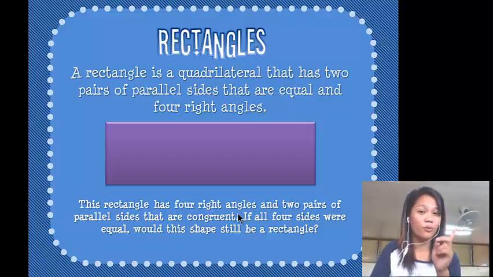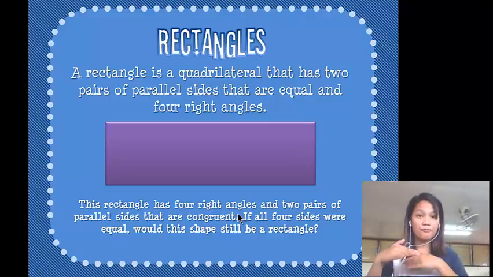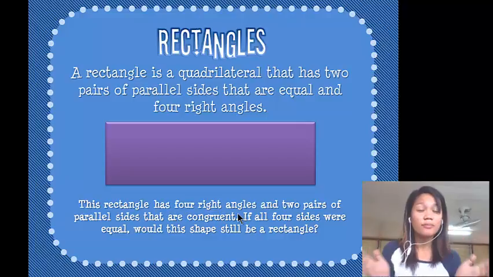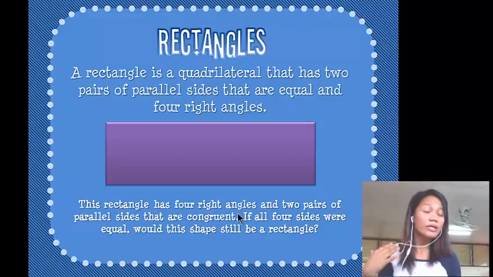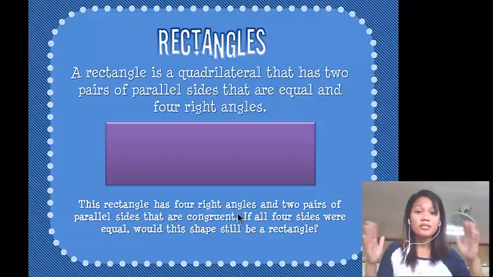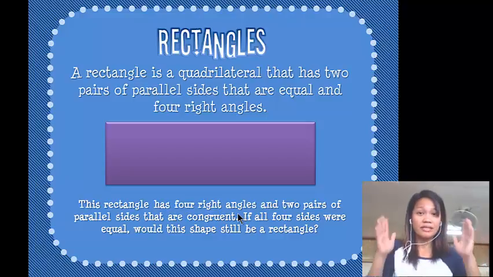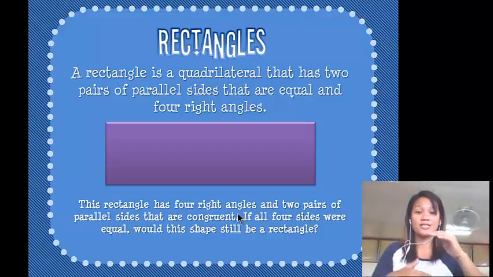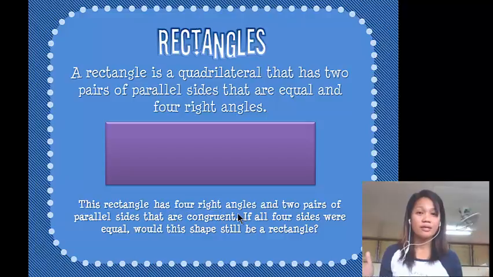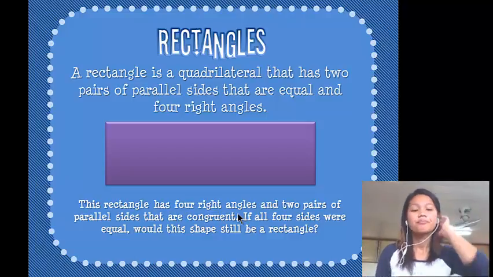The answer is no. If the 4 sides of the quadrilateral are equal, then it's a square. But when we talk about rectangles, their 4 sides are not equal, only the opposite sides are equal. Both the widths are equal and the lengths are equal.